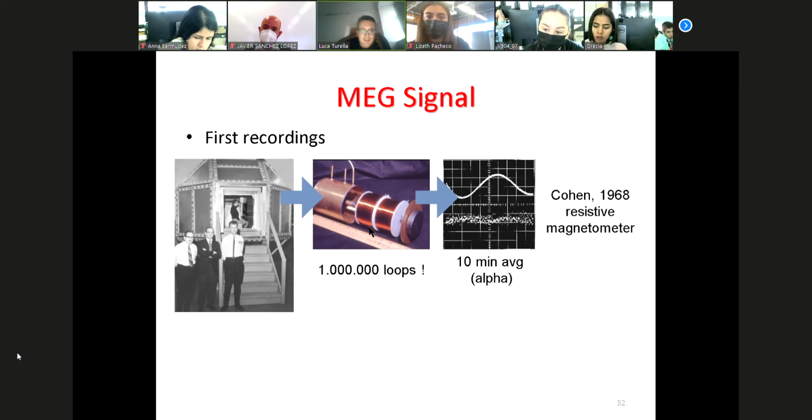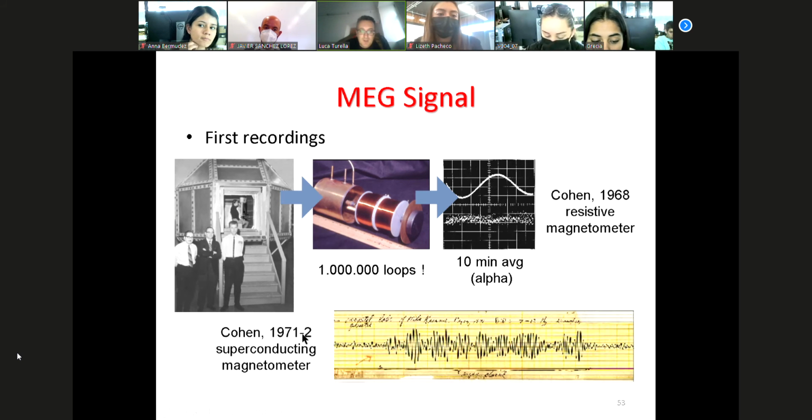The data that were collected were 10 minutes. They averaged 20 minutes, and what they saw was something reminiscent of an alpha rhythm, from what you know. So the signal was very noisy, and they needed to average like 10 minutes to see something. This was acknowledged as the first measurement for MEG. It was in 1968 by Cohen and colleagues at MIT. A few years later, the same group made the first recording using superconducting magnetometers, which is the technology that we use nowadays for MEG.